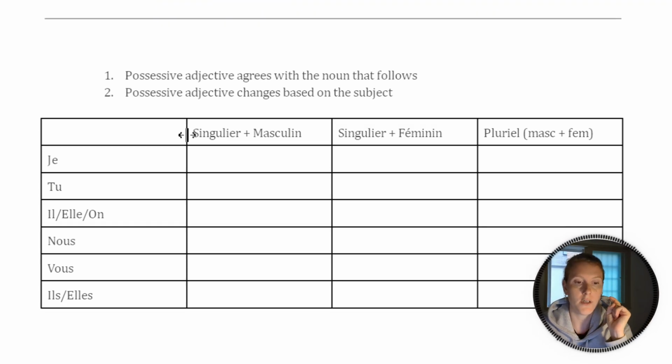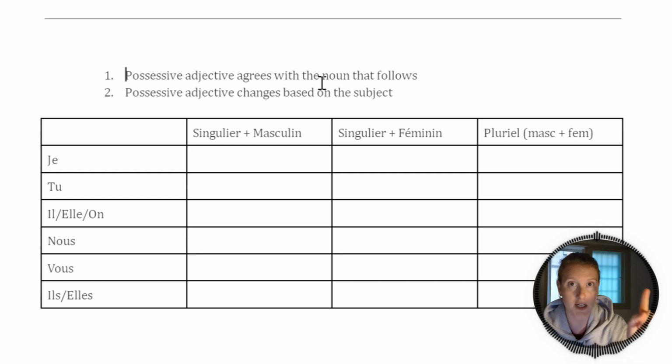First of all, the possessive adjective agrees with the noun that follows and not with the subject, on the contrary of English, for instance, right? Second of all, the possessive adjective changes based on the subject. So if I am the subject, the possessive adjective will be different. If he or she is the subject, it will be different. If we are the subject, then it will be different. Okay? What are the possessive adjectives?